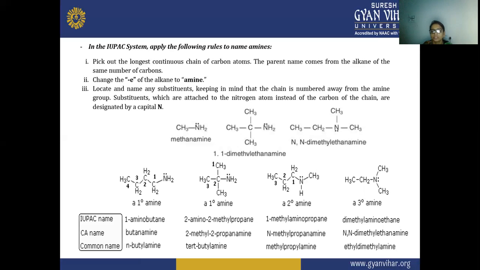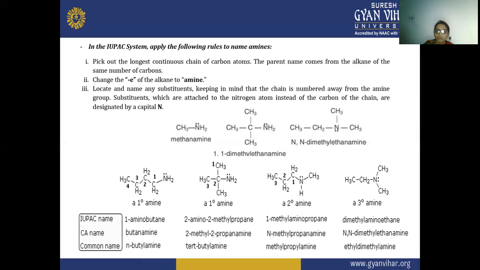The second structure is CH3, CH3, CH3, NH2. So here we are numbering it from the upside of the alkyl group that is attached because we have to check which is the longest continuous carbon chain. In this, we are doing the CH3, CH3, CH3, CH3. Then here the longest chain is propane, and in this on the second carbon atom there is attachment of this amine group and the alkyl group.